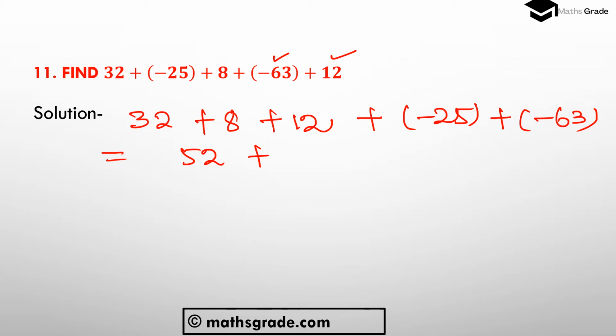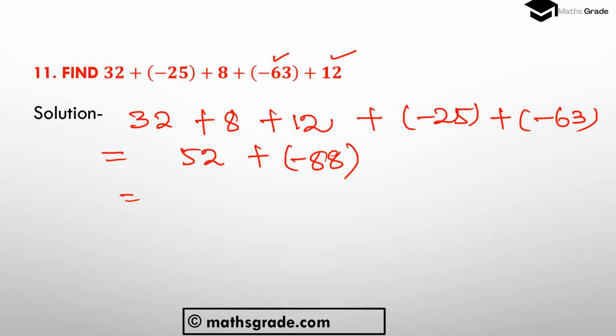And minus 25 and minus 63, both are negative integers. When we add two integers of equal sign, just add the two integers without sign, that is 25 and 63. 5 plus 3 is 8 and 2 plus 6 is 8. And both are negative integers, so put the negative sign, that is minus 88.